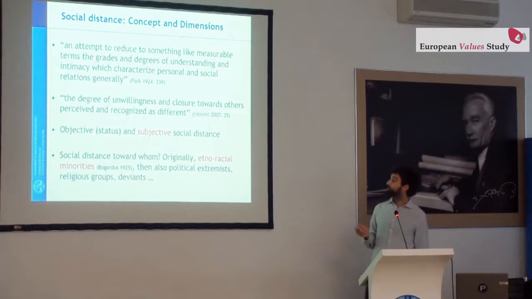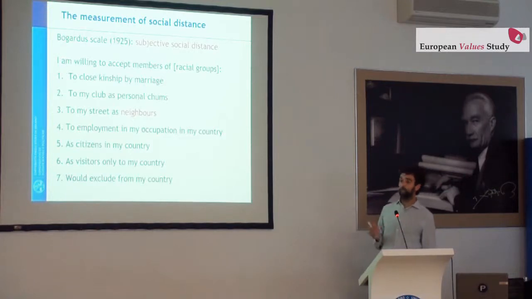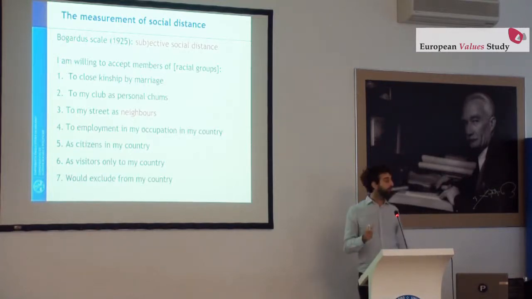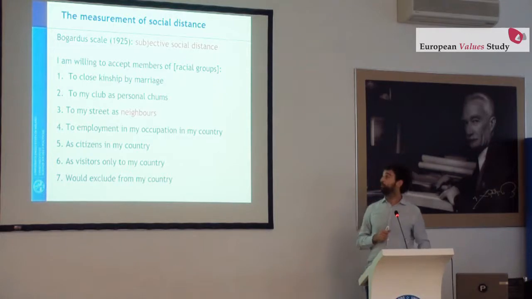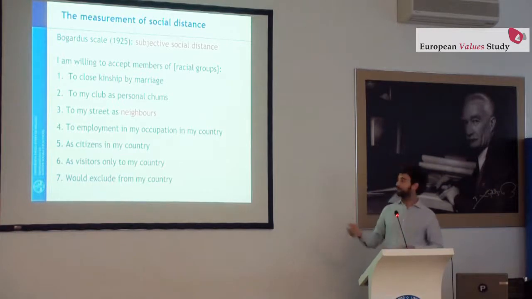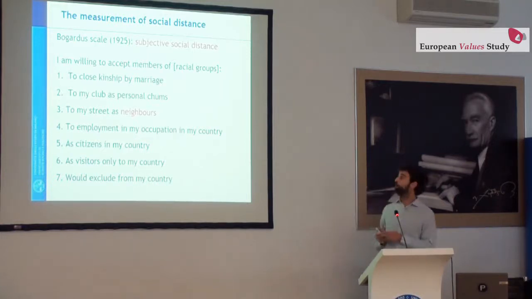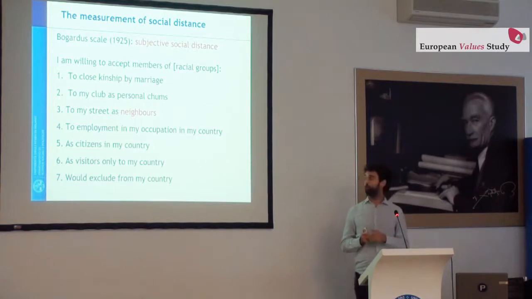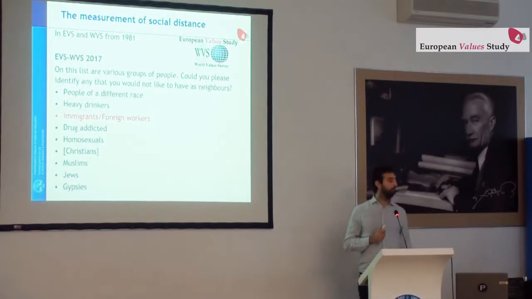So this is the scale of Bogardus, 1925, in which they asked respondents whether they were willing to accept members of specific racial groups. There were seven categories, seven different items, from close kinship by marriage to would exclude from my country. So the higher the category, the higher the level of social distance. The European Values Study basically adopted the third item on the scale of Bogardus: don't accept members of another group as neighbors. And so this is the question.